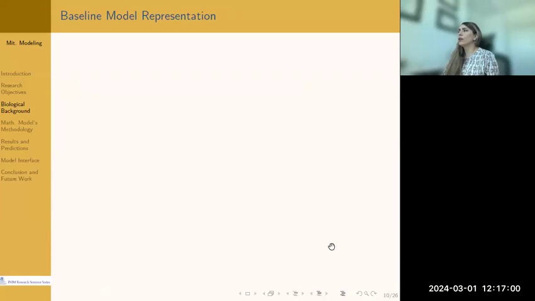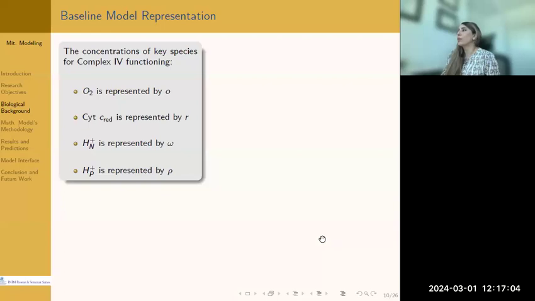So here we concentrate on the key species crucial for complex 4 operation, each represented by a specified symbol. For instance, oxygen in our model is shown by O, proton concentration is shown by R, proton concentration in the negative part is shown by omega, and in the positive part it is shown by rho.